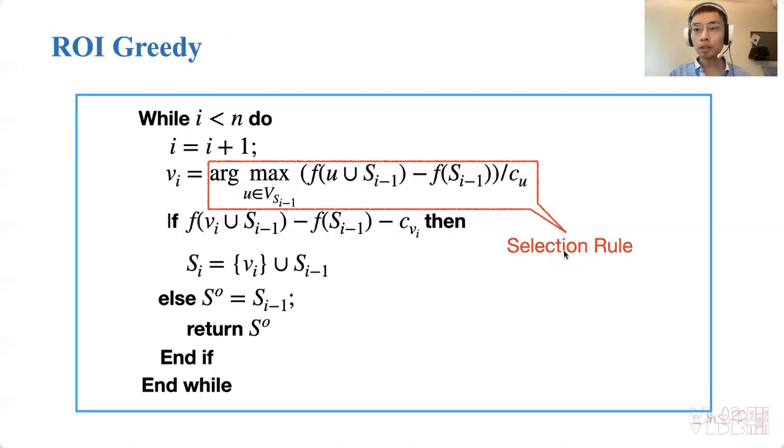Now we come to our algorithm, ROI greedy. Here, the name ROI comes from return on investment. The algorithm is shown as follows. The intuition of this selection rule is that it has the best return on investment in terms of the cost that we pay to add v_i into S_{i-1}.